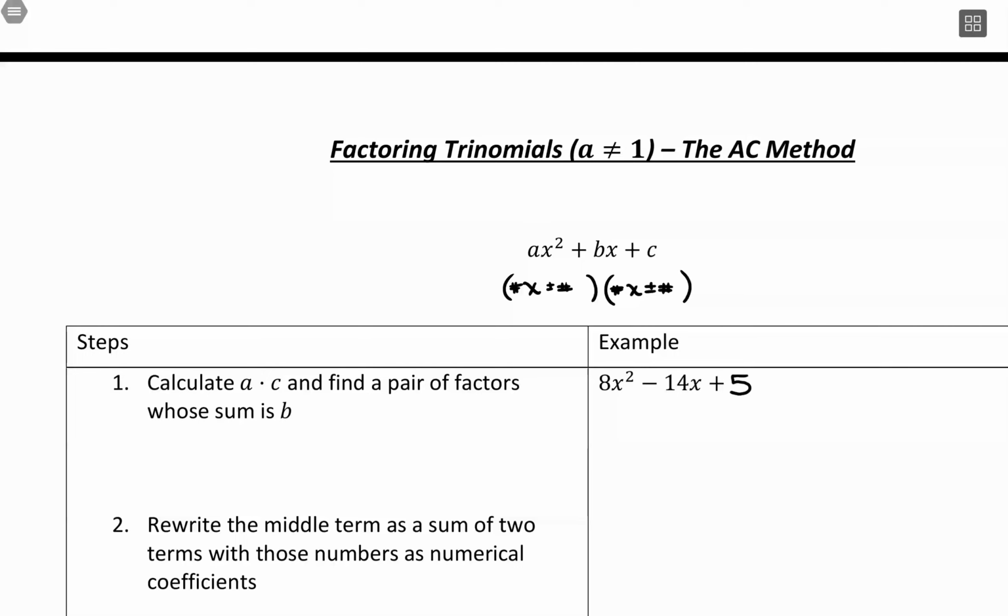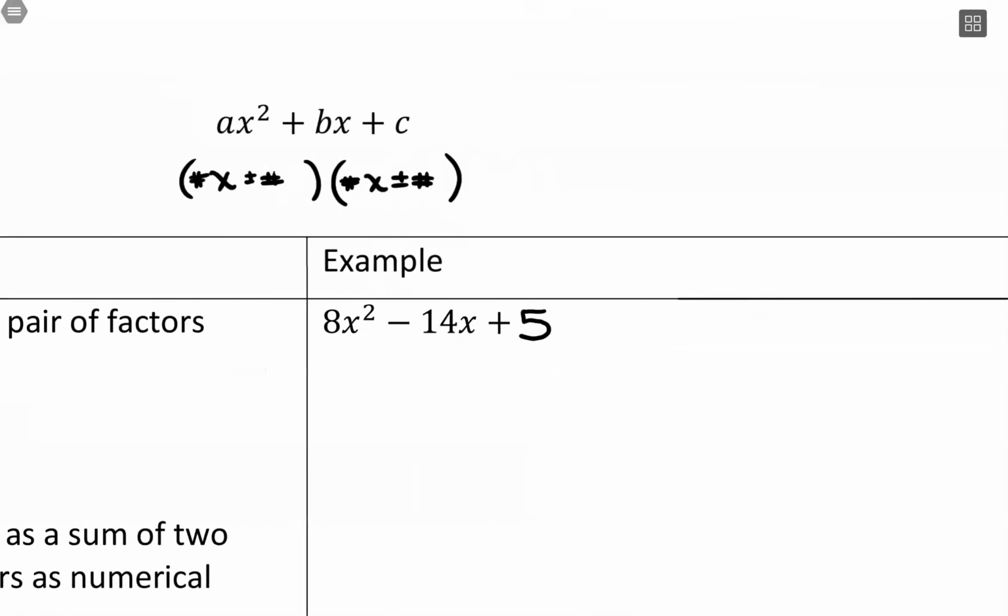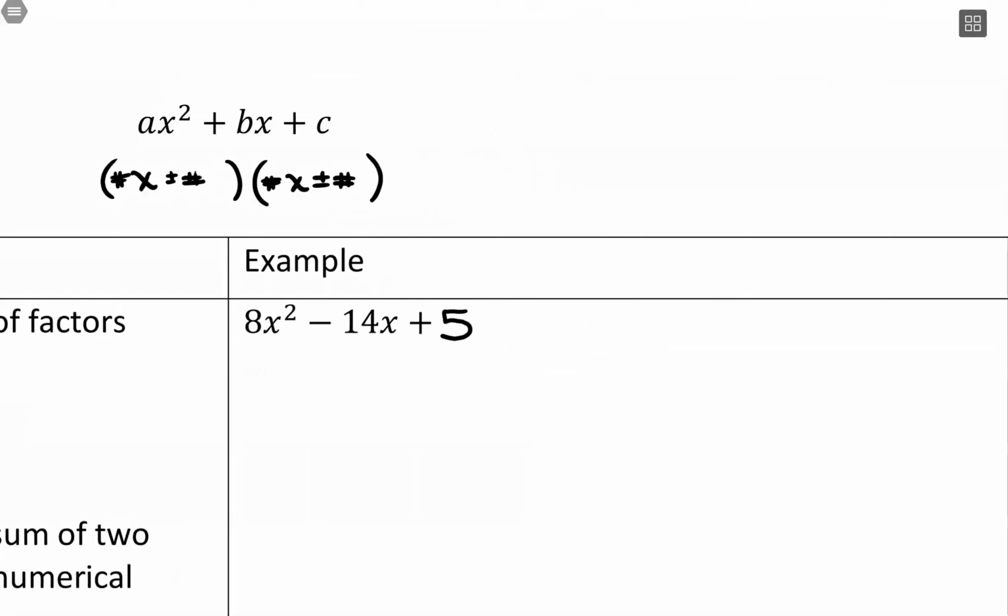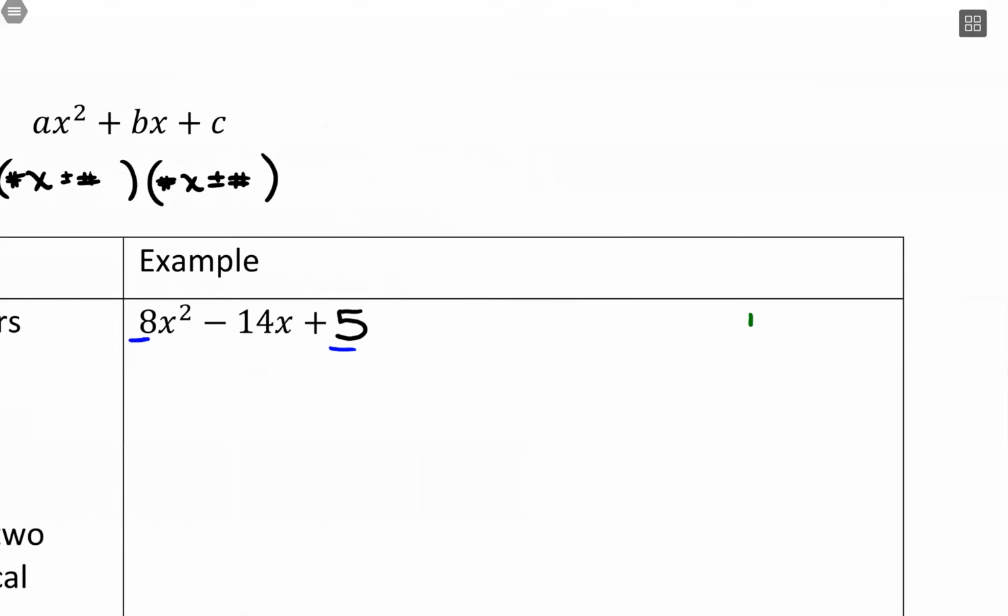So similar to what we did in the previous video where I started listing out the factors of c, we're going to do the same thing, except it's going to be for a times c. So we're going to take our value for a and multiply that by c and look at the factors. So for our example here, a times c, so I'm looking at 8 times positive 5. So I want to look at the factors of 40. And that's coming from 8 times 5.